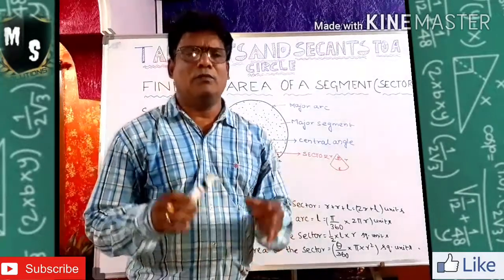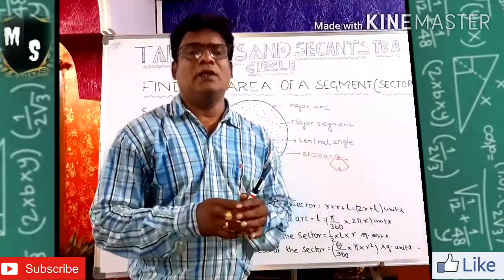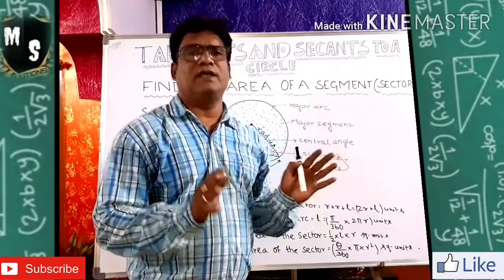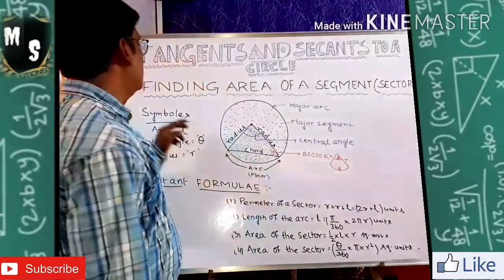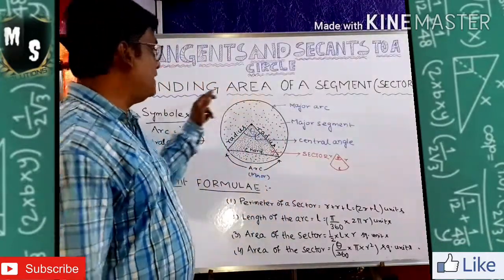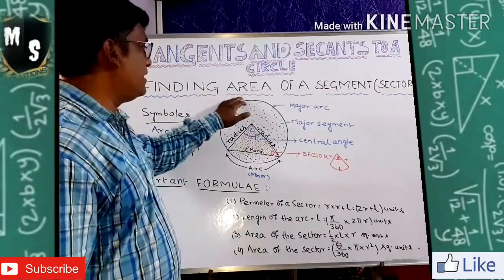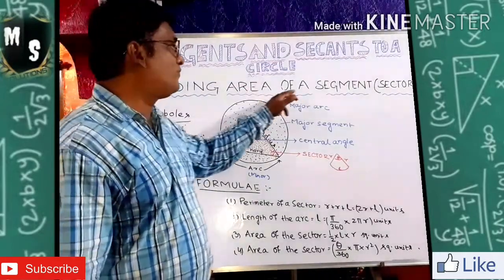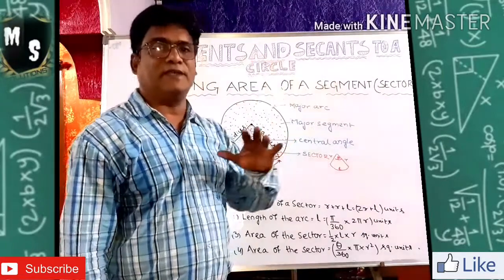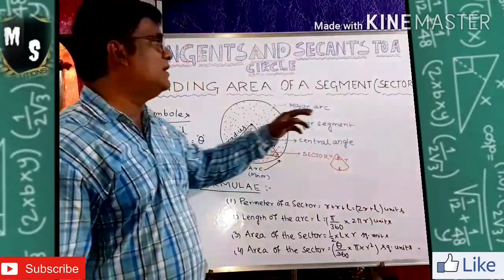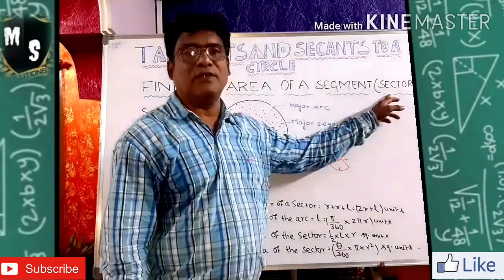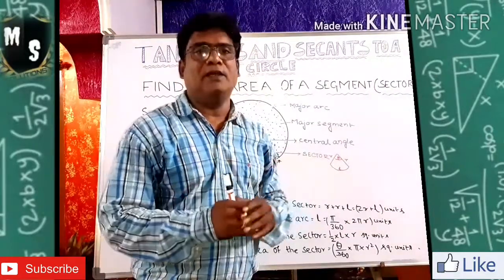Now come to the most important part of this circle. Many sums will come from this part, that is finding the area. I am again saying, area of a segment. You are going to find the area of a segment, which is sometimes called a sector. Segment means sector, a part.